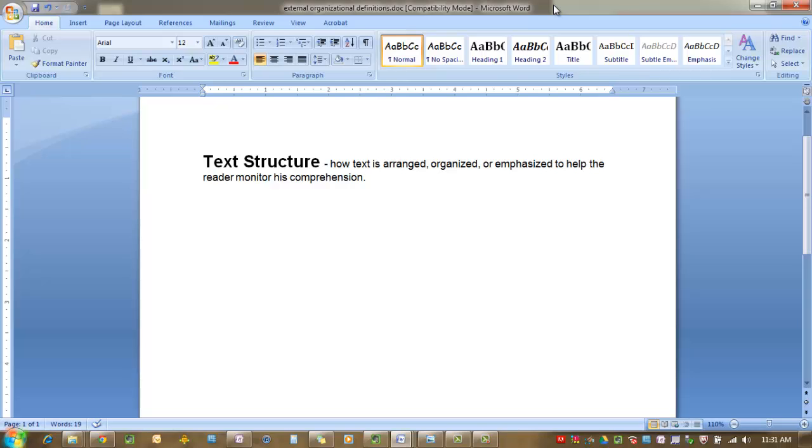So text structure, what is it? Well, the definition says, how text is arranged, organized, or emphasized to help the reader monitor his comprehension. This phrase right here, help the reader monitor his comprehension. That just means to help you understand what you read.